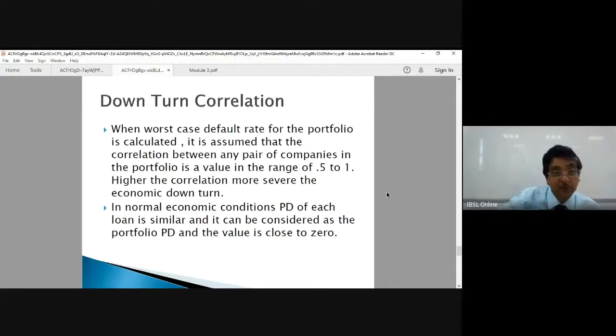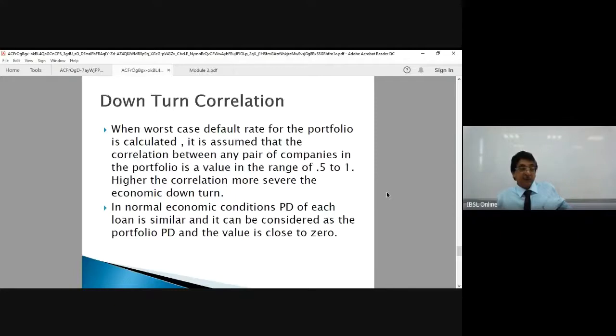So that is what you call downturn correlation. Now just look at it. When the worst case default rate for the portfolio is calculated, it is assumed that the correlation between any pair of companies in the portfolio is a value in the range of 0.5 to 1. Now, the correlation coefficient can take values from -1 to +1. It should lie between these two values.